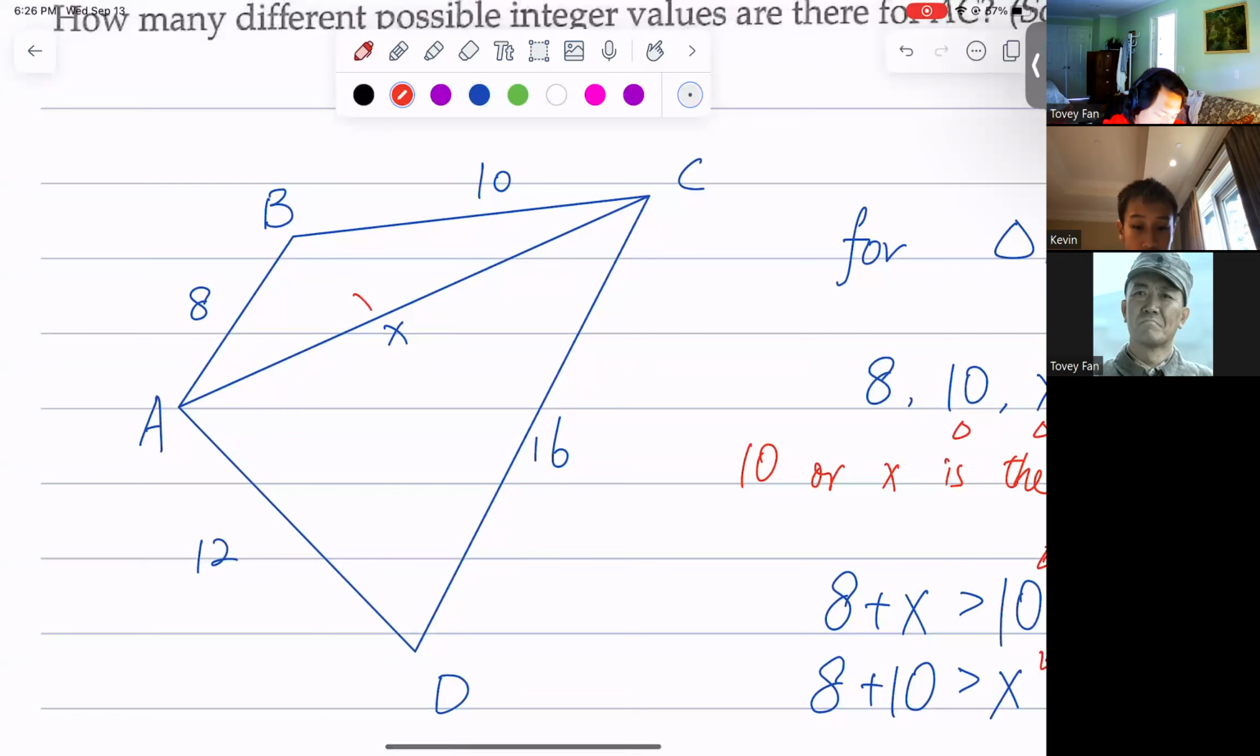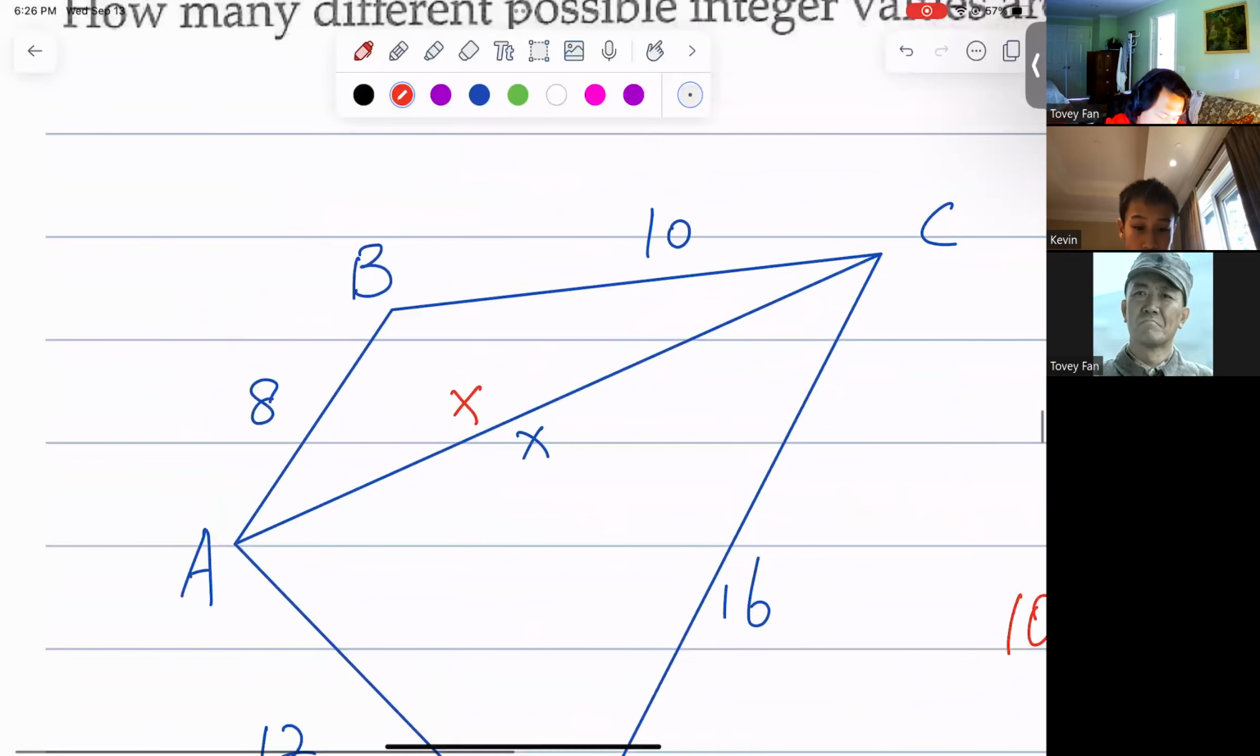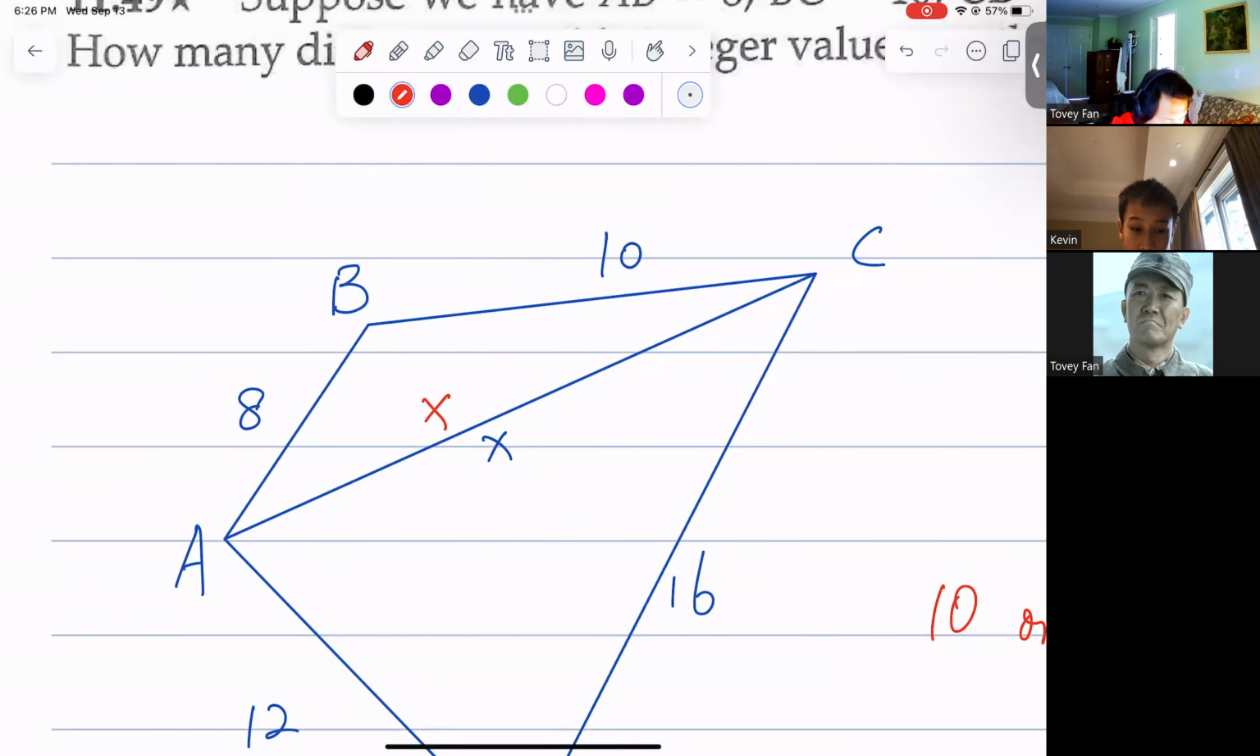What we could use is the triangle inequality, which is AB plus BC is greater than AC. So what is the range of x? 8 plus 10, right? What does that mean for x? X is less than 18. Yeah, very good.